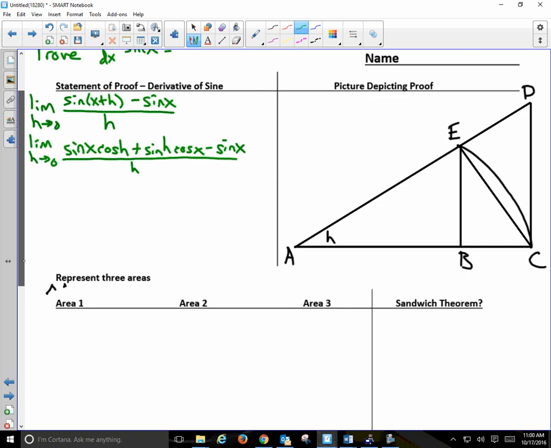Now, in order to make this work out better for us in the long run, I'm going to gather the sine of x's together. So I have the limit as h goes to 0 of sine of x times the cosine of h minus the sine of x all over h. I brought the minus sine of x over to this guy, and then plus sine of h cosine of x all over h. All I did is write it as two fractions.